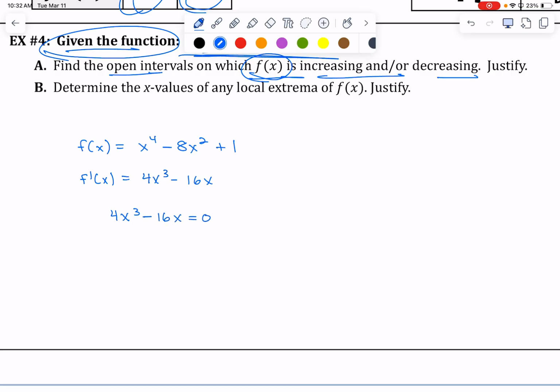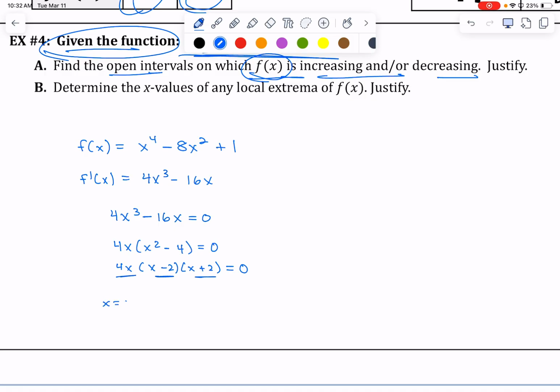Okay, so what can you take out of this? 4x, good. What does that leave us with? X squared minus 4, I believe. And then that will factor, or you can do square roots. It's up to you. I'm going to factor it this time. We always do square roots. X minus 2, x plus 2. The reason I like it factored, it's easier to do when you do your sign analysis, when you're plugging in your test value. So what do we get?